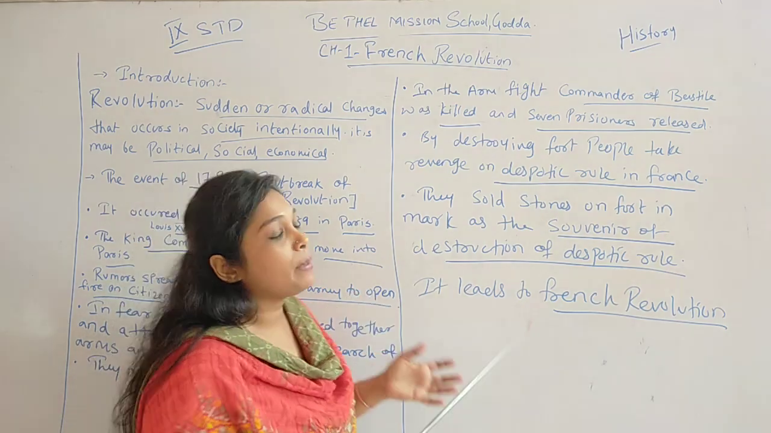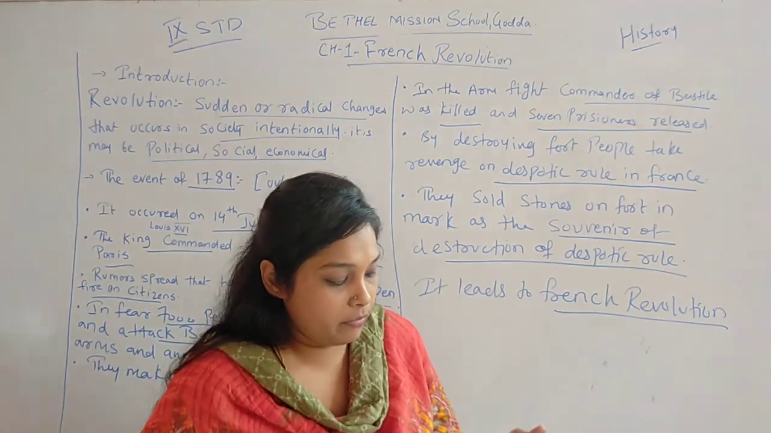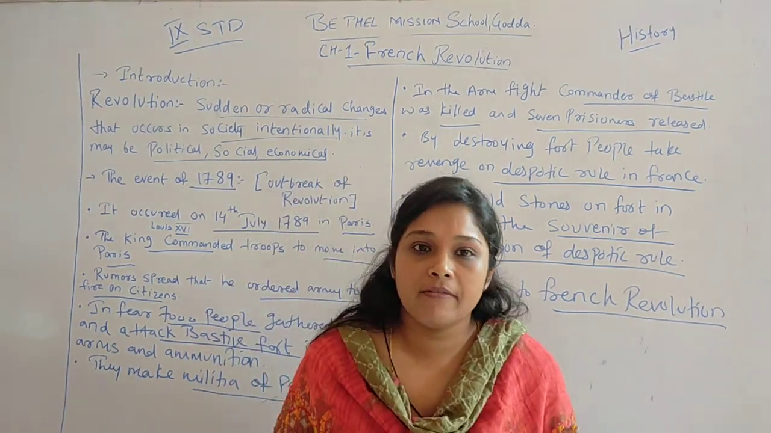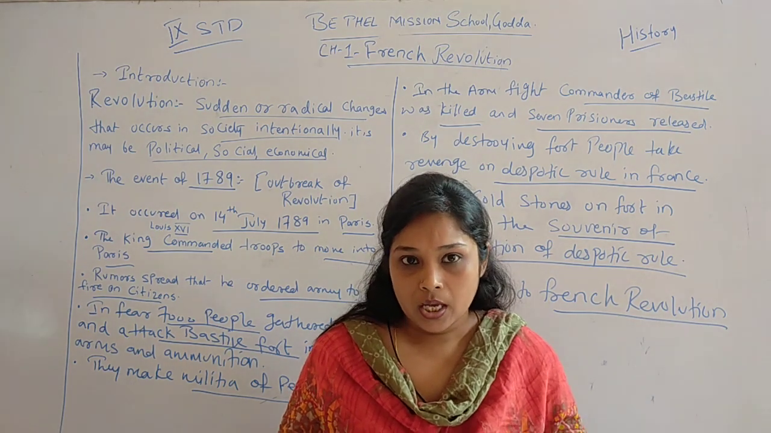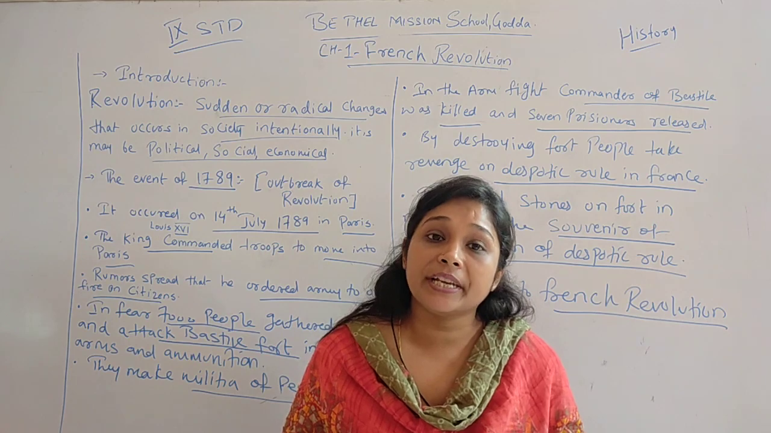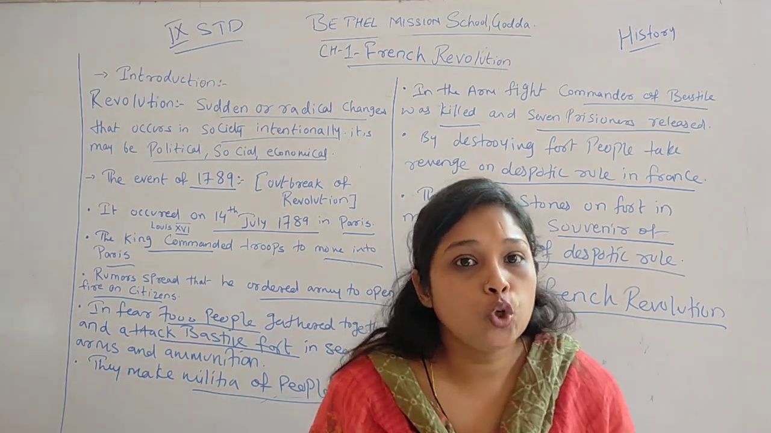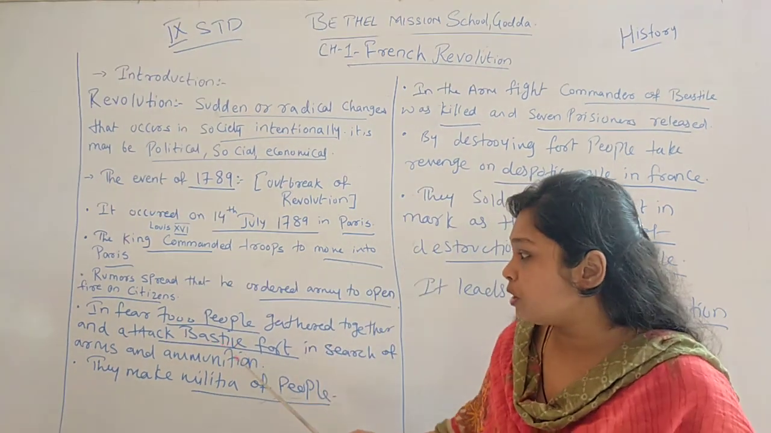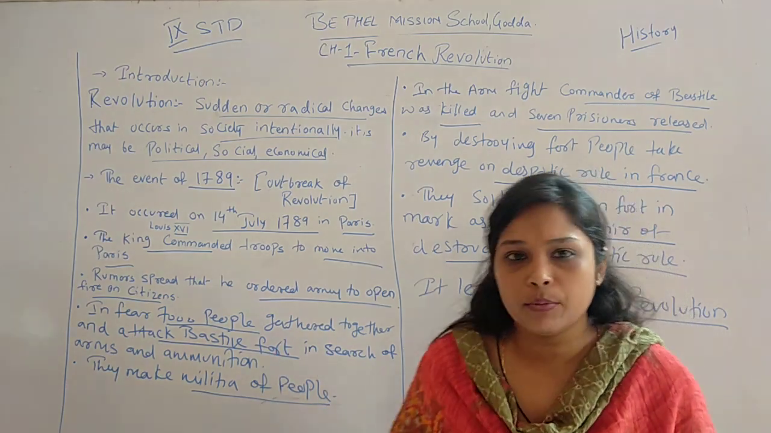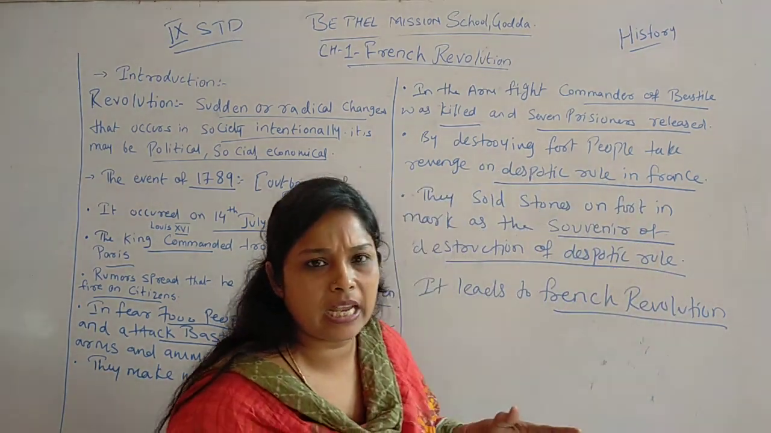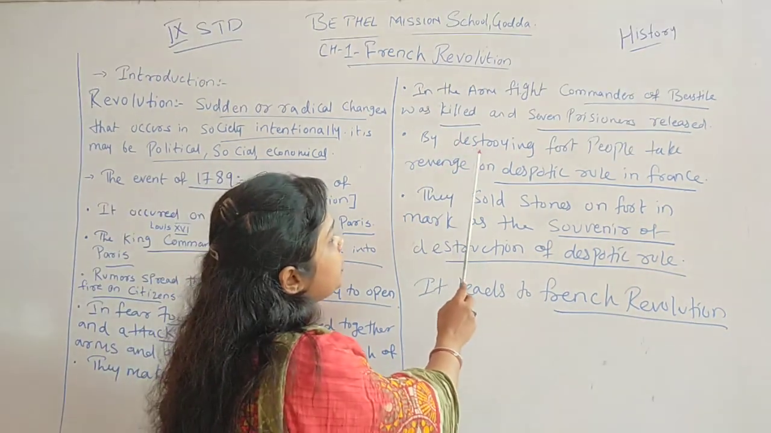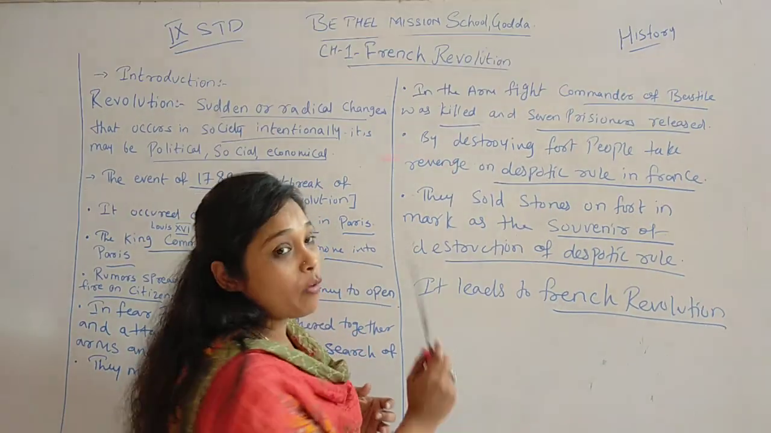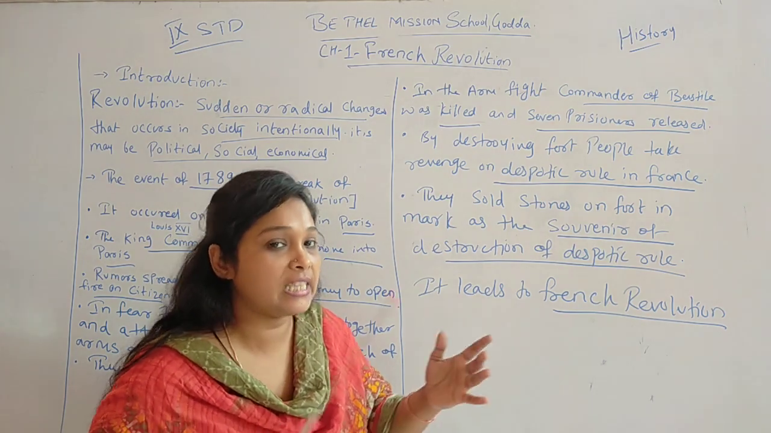After that, people now, as we are saying, have a fear that the king's army will attack them, and they wanted to fight with the army. That is why they went to the Bastille, as we have seen over here, in search of arms and ammunition. But when they attacked the Bastille and got the arms and ammunition, why did they destroy it? We have seen that they destroyed the fort. Why did they destroy the fort?